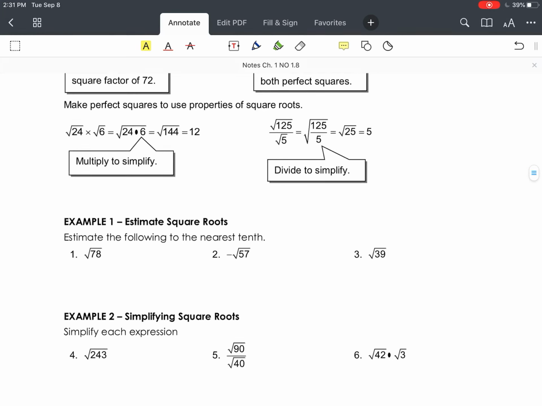You might also have examples like this, root 24 times root 6, where neither of these numbers, 24 or 6, are perfect squares. So instead, we're going to multiply them together like it asks to get 144, which happened to be a perfect square, 12. Or we have 2 square roots in my fraction, root 125 and root 5. Neither of those are perfect squares, but when I combine them into 1 fraction, I can simplify. 125 divided by 5 is 25, and then that's a perfect square. So you might need to move square roots around, multiply, divide, in order to simplify in the easiest way possible.